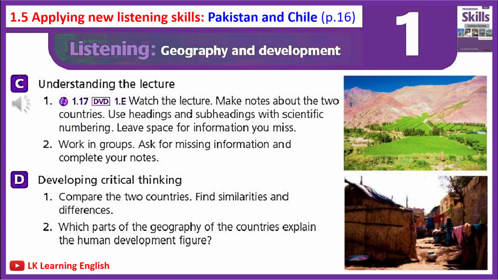Now, thirdly, land. As you know, we consider area, percentage of agricultural land, and availability of natural water, that is, lakes and rivers. Both countries are large. In fact, they are almost the same size. Pakistan has an area of 803,000 square kilometres, while Chile is slightly smaller at 756,000 square kilometres.